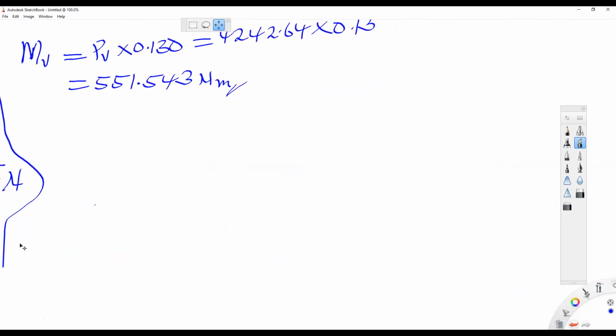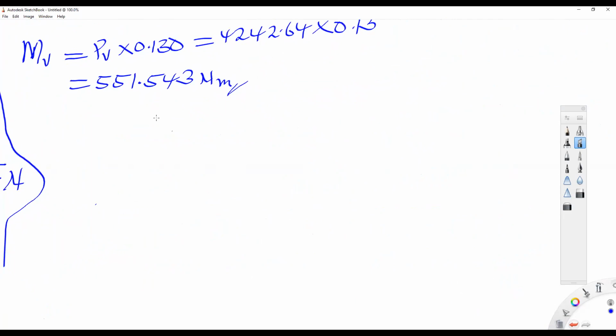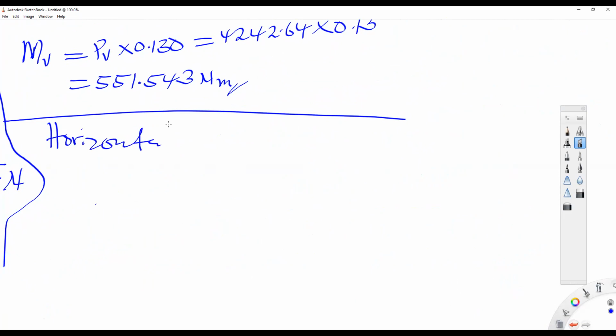Now, let's take the horizontal component first. For the horizontal component, we have been able to determine the bending moment. Now let's determine the stress due to the bending moment, and then also the direct stress as a result of the horizontal component.